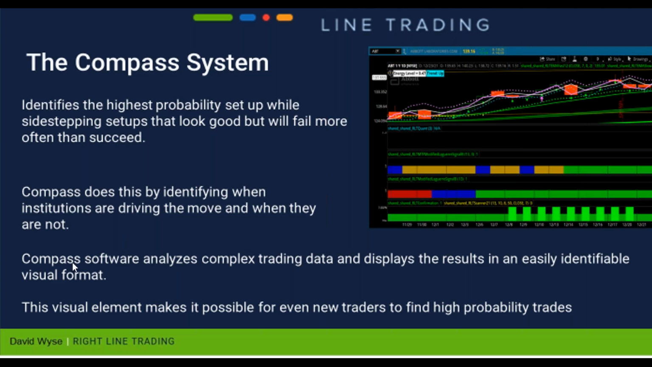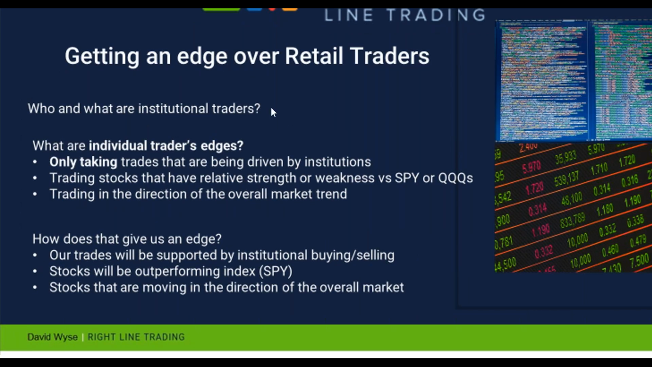Now, the Compass system does analyze a lot of complex trading data and displays the results in an easily identifiable visual format. This is really important because the data that it's crunching is fairly complicated, but the presentation of that data on a screen is really easy to read, and it makes it relatively simple even for new traders to identify bullish setups and bearish setups. Really important. So this is how we get our edge over retail traders.